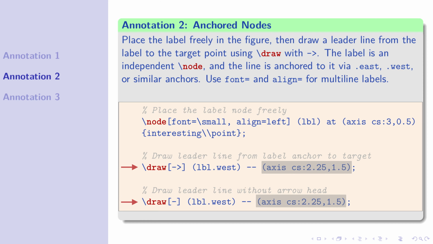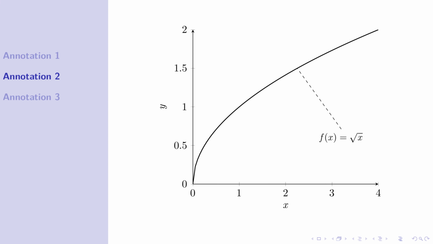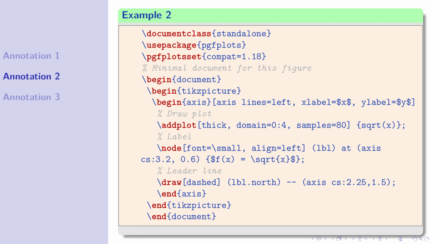Let's see an example. Here, we have the same curve, but now the annotation is placed freely inside the figure, and a dashed leader line connects it to the function. So the process is, first, plot the function, then place the labeled node, and finally, draw the leader line from that node to your point of interest.